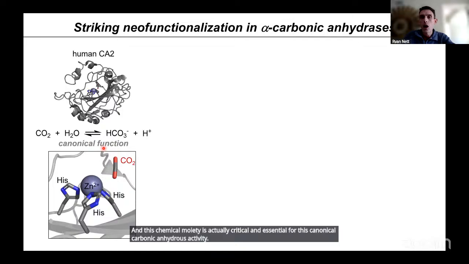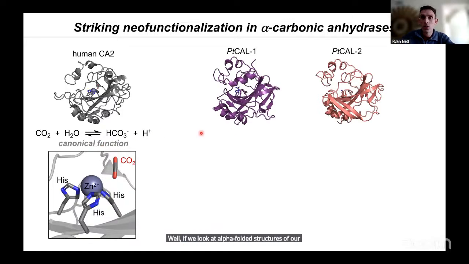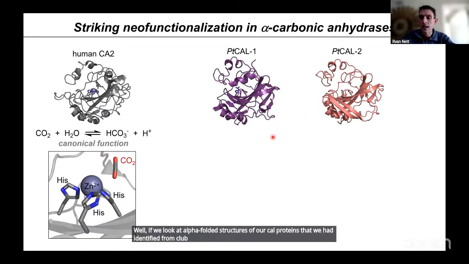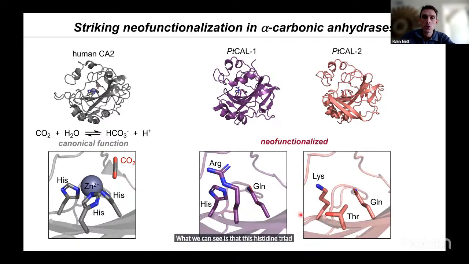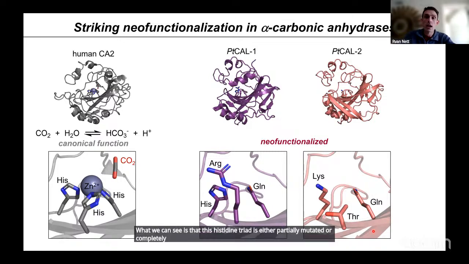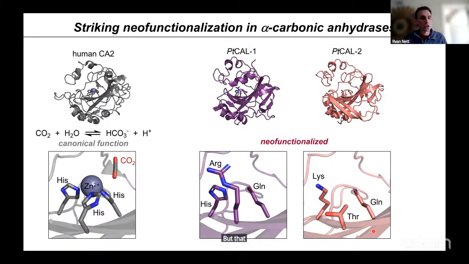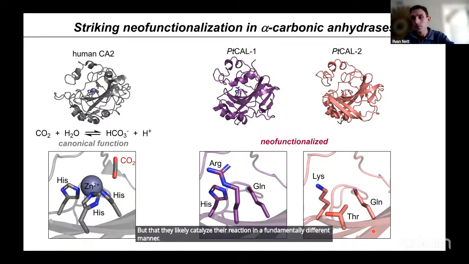Well, if we look at AlphaFold structures of our CAL proteins that we had identified from club mosses and look at the same residues in the active site, what we can see is that this histidine triad is either partially mutated or completely mutated, suggesting not only that these CALs no longer bind zinc, but that they likely catalyze their reaction in a fundamentally different manner.